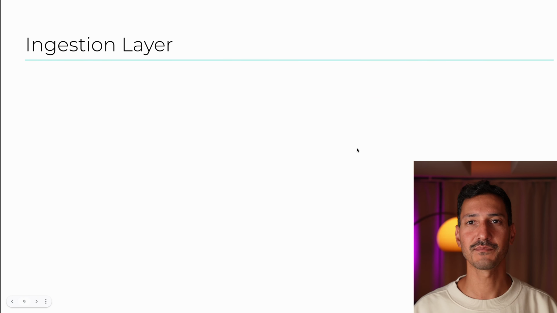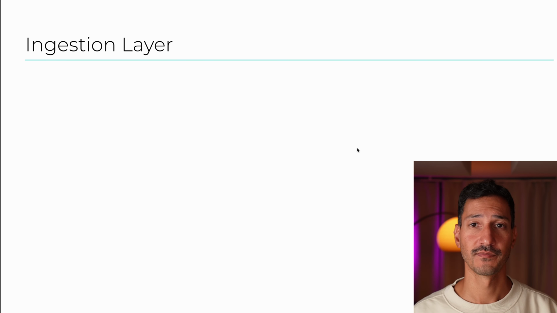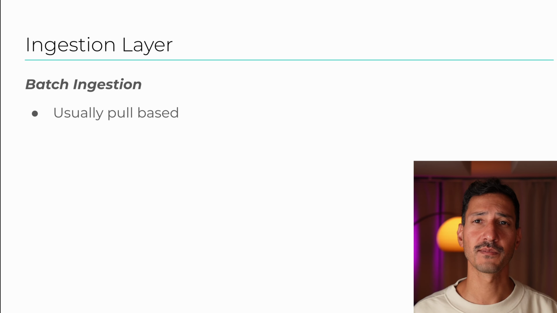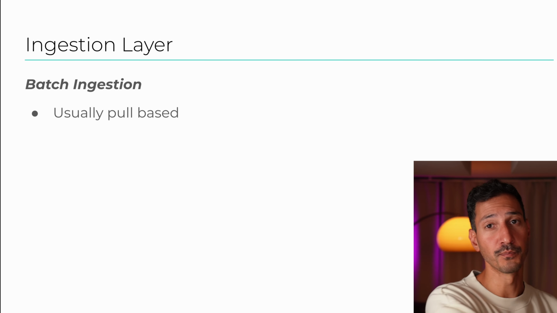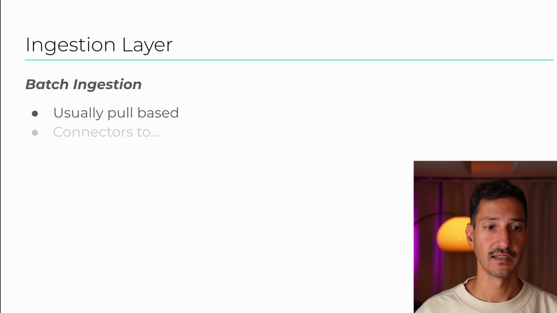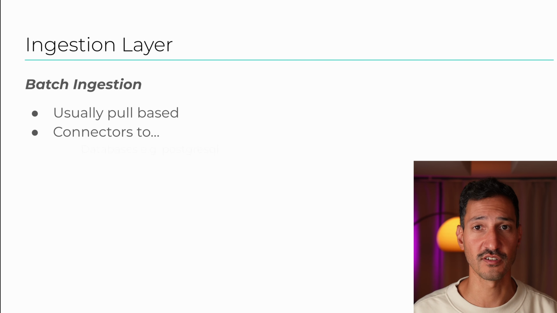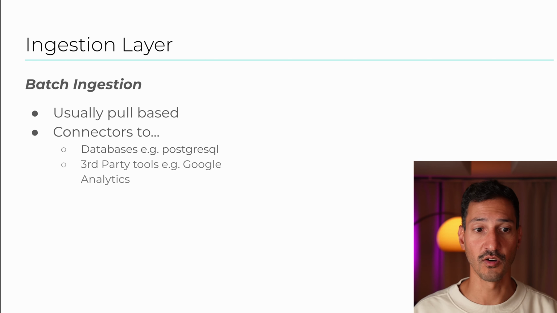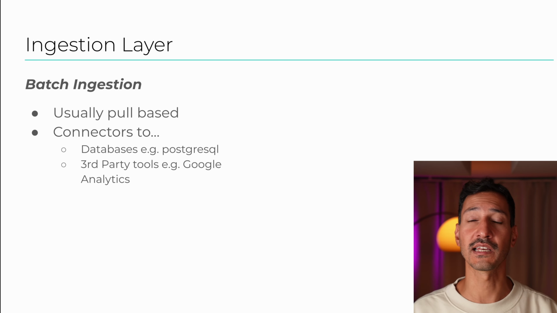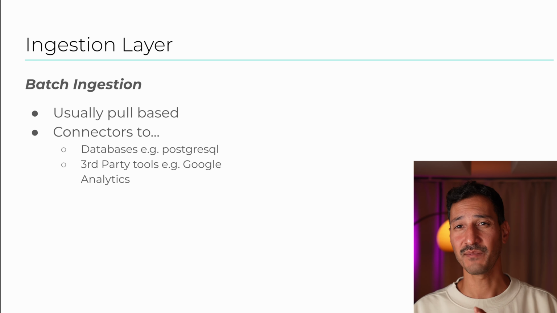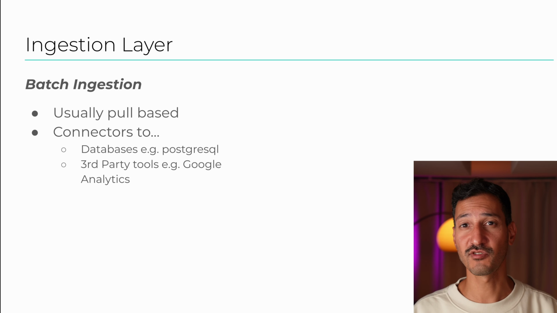We saw that data might be produced batch-wise. For that, our ingestion layer should also be able to ingest batch data. This is usually pull-based. So what that means is that the ingestion layer will pull the data from the sources. For that, ingestion layers usually have connectors to popular databases and services such as PostgreSQL or third-party tools like Google Analytics.